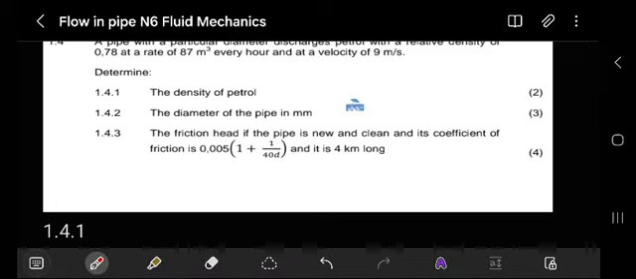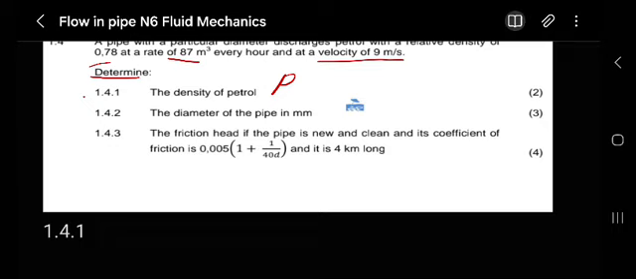We are given the relative density 0.78, and also we are given Q as 87, and the velocity there. Question 1.4.1 says we are supposed to determine the density, which we know is rho, the density of petrol. We want the density rho.